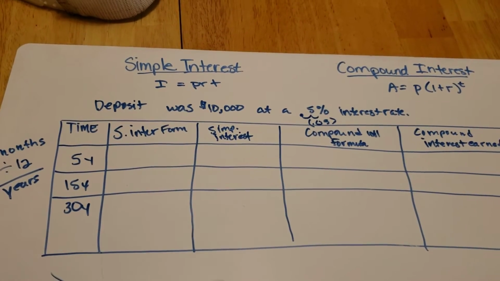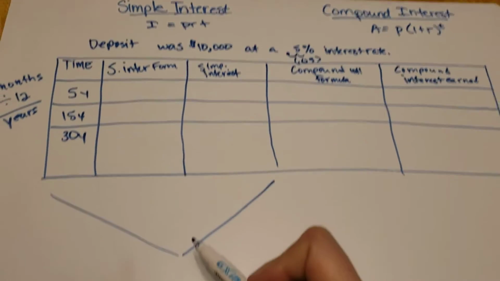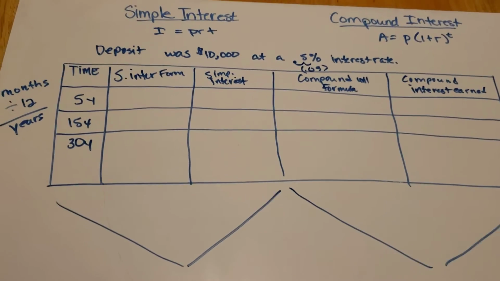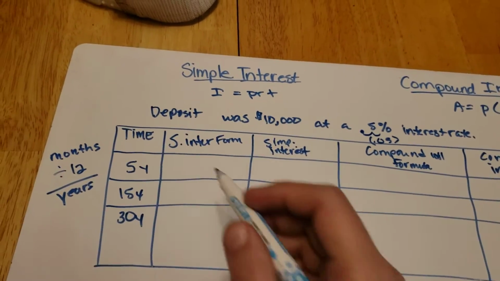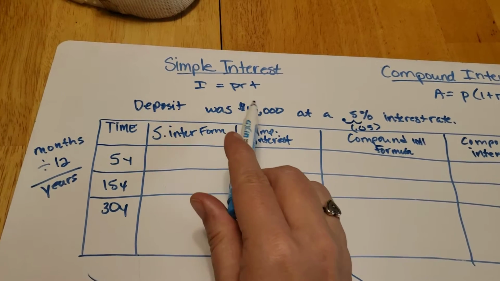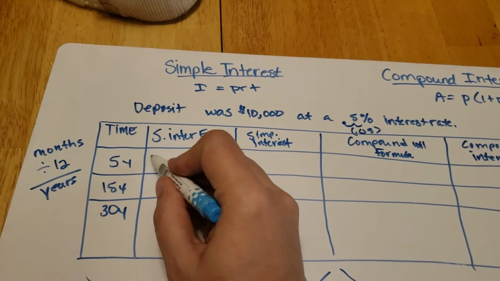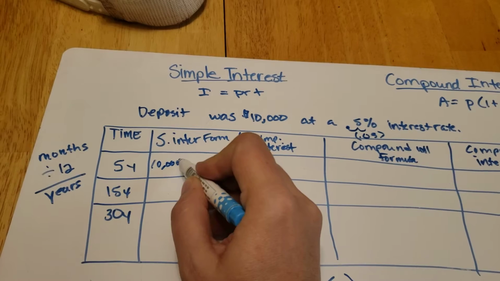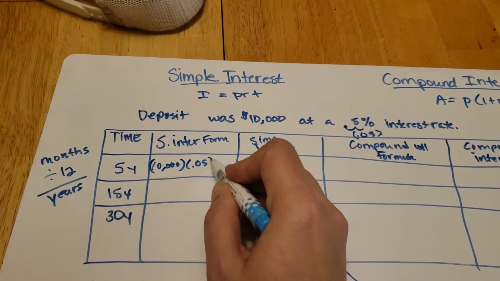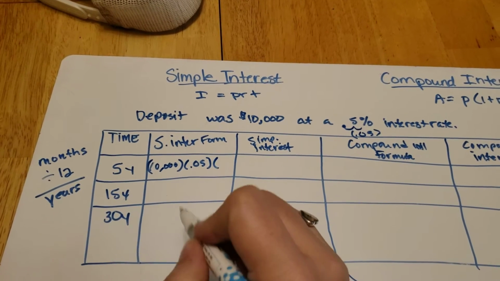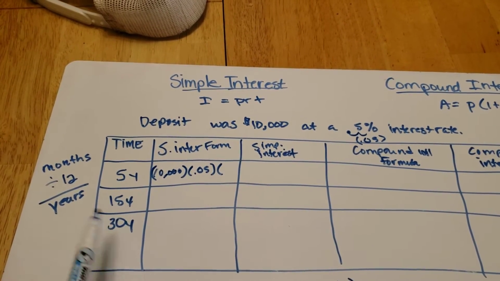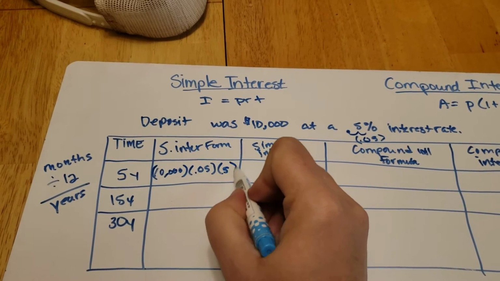The only thing that's different is that you're going to do a simple interest portion of it, and you will do a compound interest portion of it. So if we take our formula for simple interest, we have the principal, which is your $10,000. So it'll be 10,000 times your rate, which was 0.05, times the time in years. And in this table, they give you 3 different years to look at. So the first one will be 5.